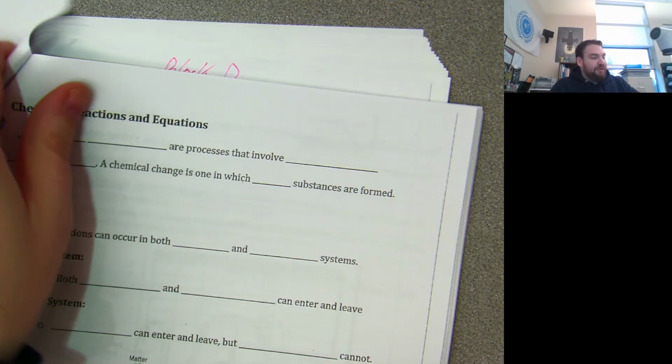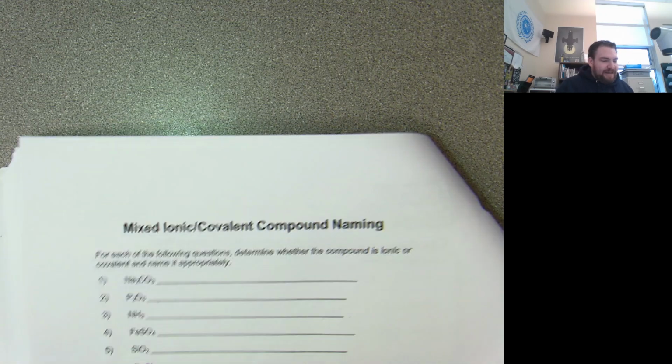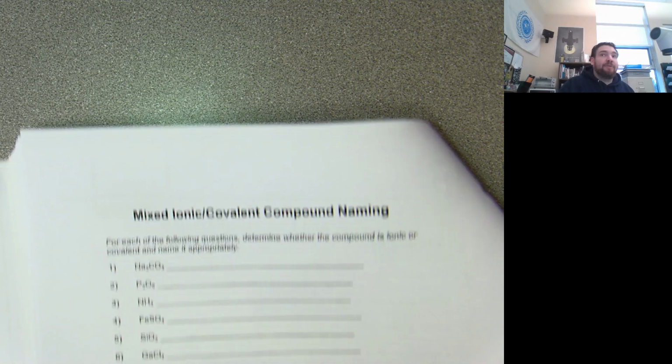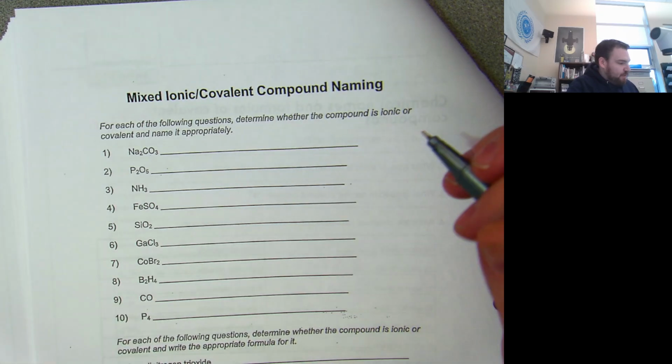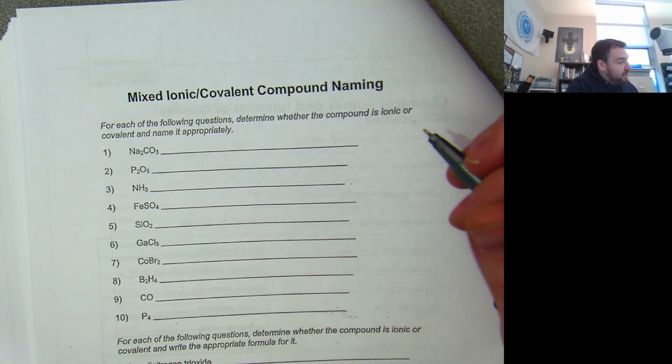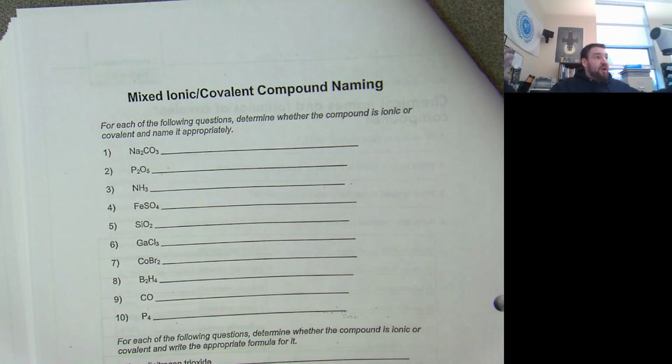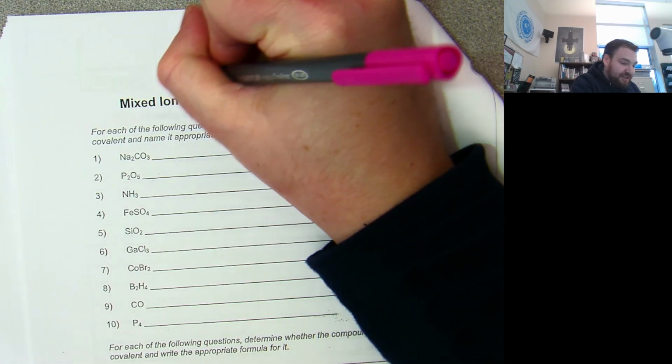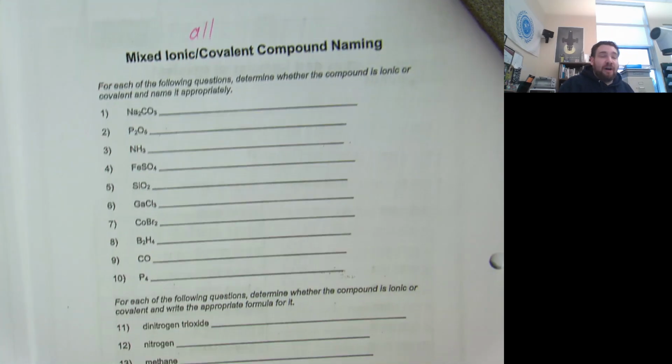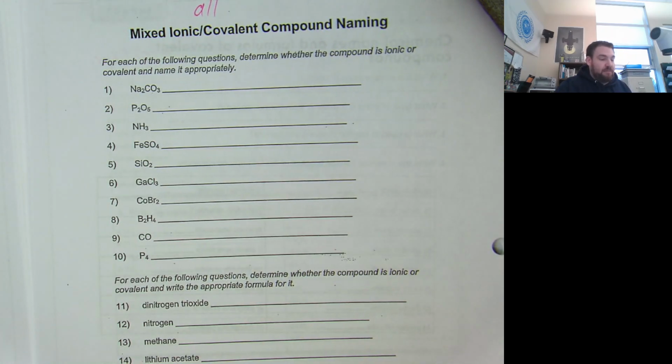And if you flip one more time, this mixed ionic covalent compound naming, this one I want you to do as well. This guy is non-optional. This one puts it all together. There's some ionic, there's some covalent, they're all mixed together. It does not tell you what is what. You need to identify it and name it using the appropriate sets of rules. There they are. I want you to do all of those as well.